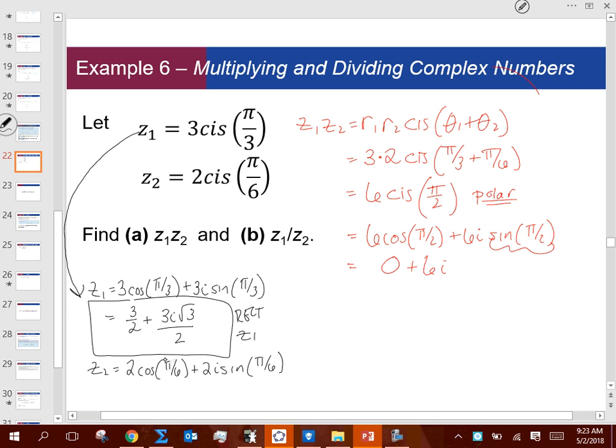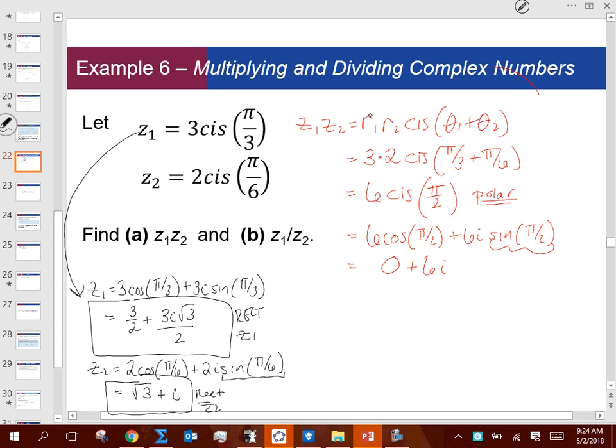Okay, so cosine of pi over 6. Cosine of pi over 6 is radical 3 over 2, right? Multiply that by 2, you get just radical 3. Sine of pi over 6 is, what's the y value of pi over 6? 1/2. 1/2 times 2 is just 1, right? So there is the rectangular form of z sub 2.